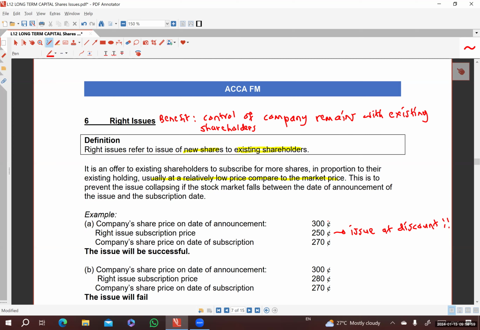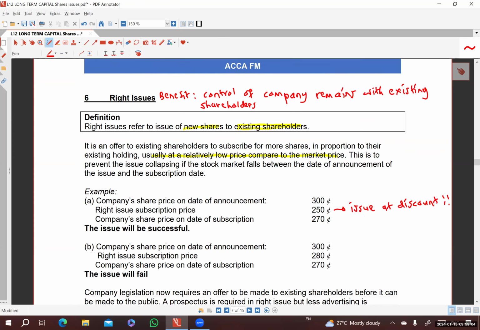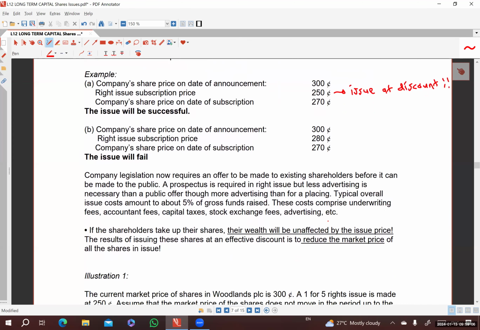So there's one important question that we want to answer with rights issue. That is the question: what is the effect of rights issue on the existing shareholders' wealth?